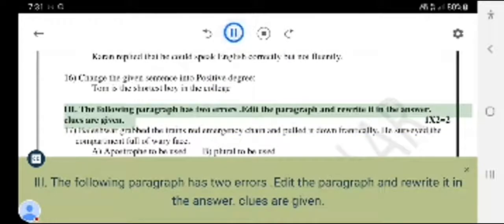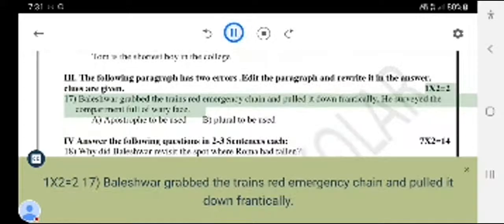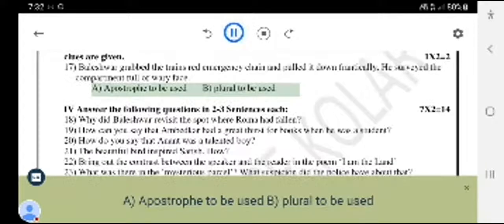3. The following paragraph has 2 errors. Edit the paragraph and rewrite it in the answer. Clues are given. 1x2 equals 2. 17. Balaswar grabbed the train's red emergency chain and pulled it down frantically. He surveyed the compartment full of wary face. A. Apostrophe to be used. B. Plural to be used.